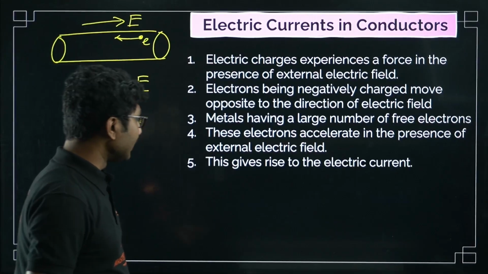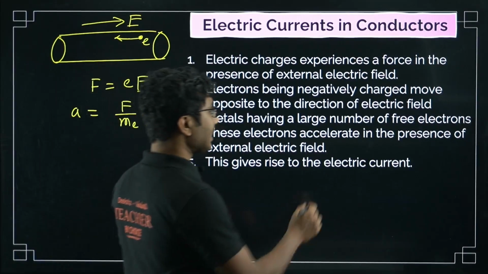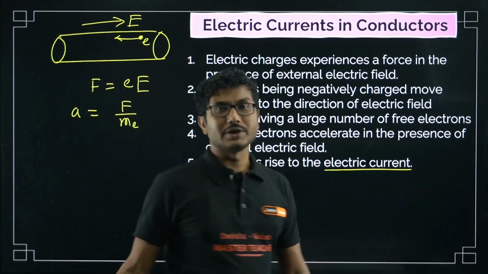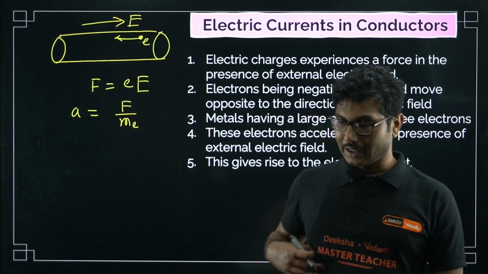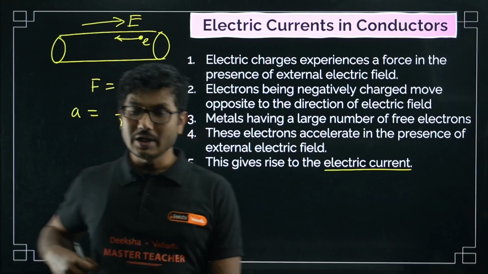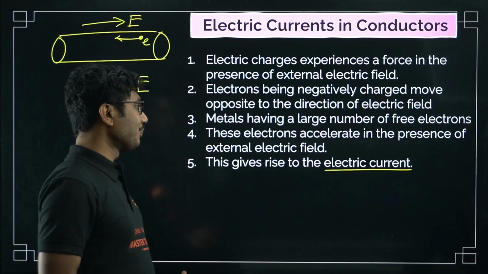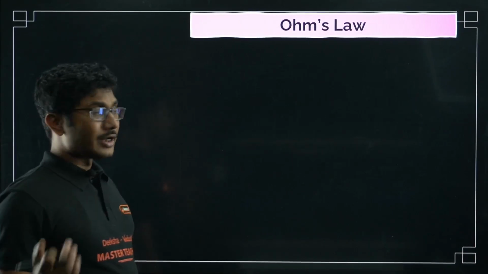Okay, this gives rise to the electric current. So electric current is basically when electrons move in the presence of an electric field. That is the basic meaning of electric current. Okay, the electric field is very, very essential for electric current. So first let us look into Ohm's law.